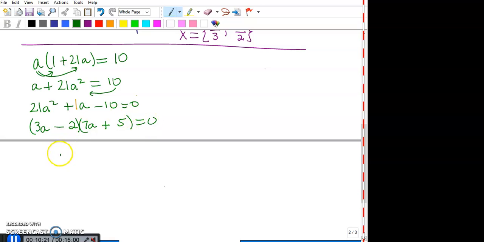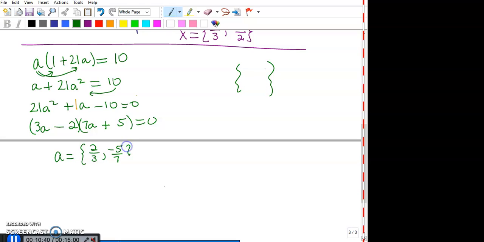We've got it factored. What's the solution set? You're going to write A equals, and you're going to write the squiggly brace. I don't care how pretty they are, just make them wiggly. What's the solution set? Positive 2 over 3 and negative 5 over 7. Okay? So those things are going to happen in your assignment today.